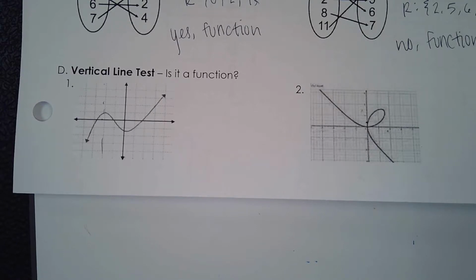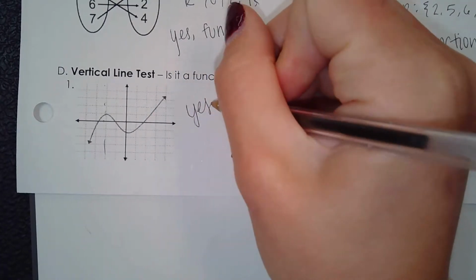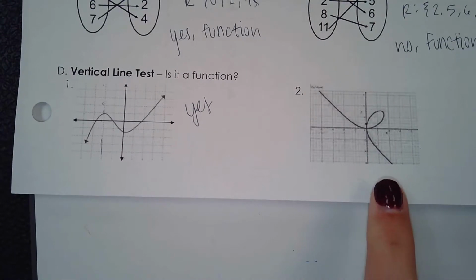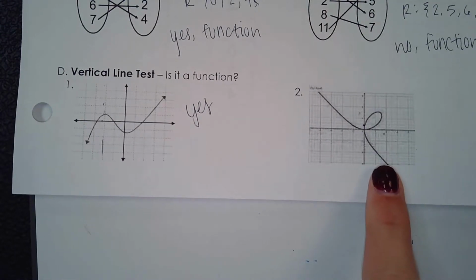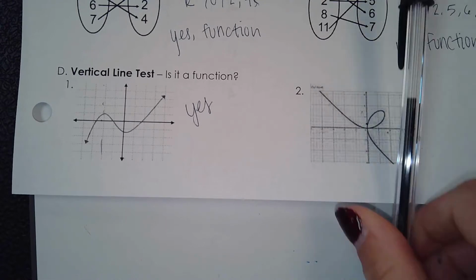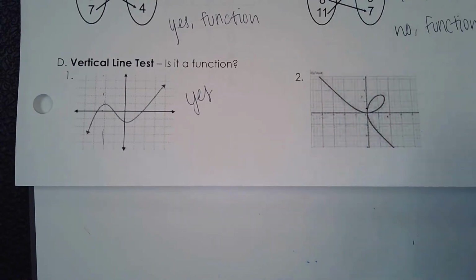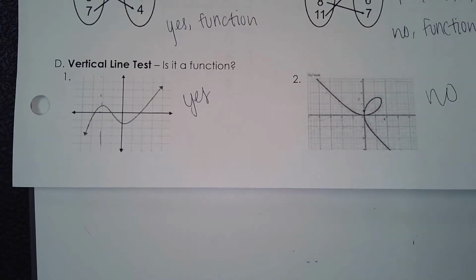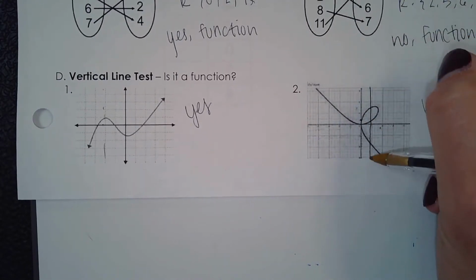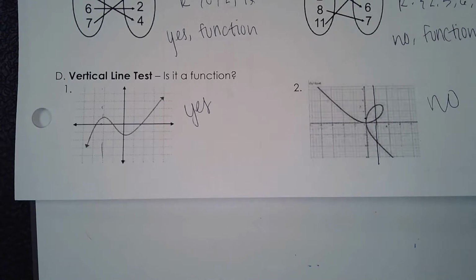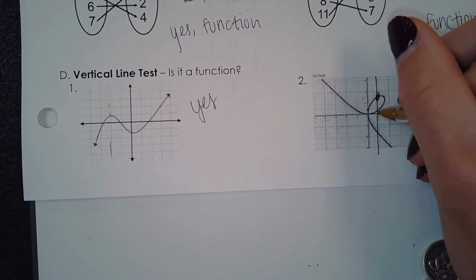The first one is a function, so we'll say yes. If it overlaps, it's not. Why is the second one not? If I lay my pencil down, how many times does it hit it? 3 times. So it's not a function. I'm confused on the second one. If you draw a straight line, does it hit more than once? So it's not a function.